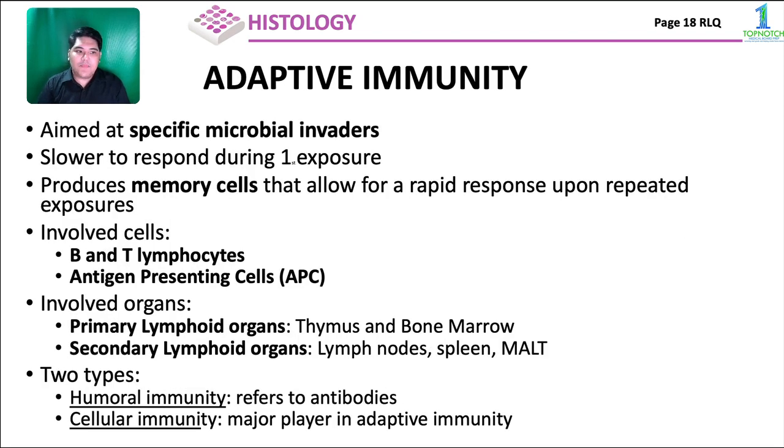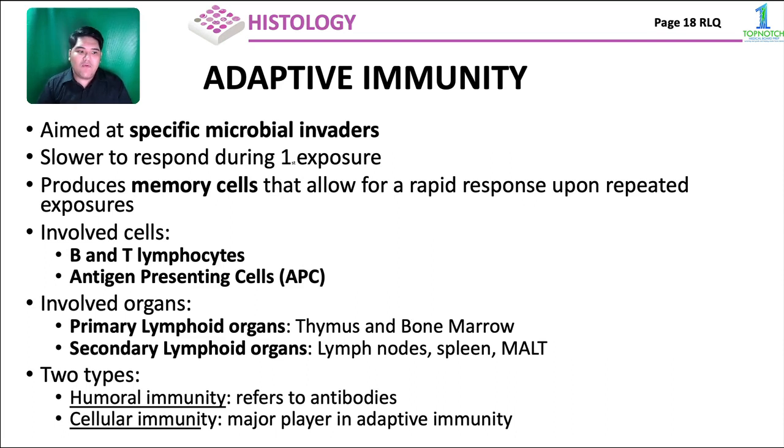Next naman is your adaptive immunity. Ito, specific na ito. More of yung mga microbial invaders nyo, they have specific responses. Since it is specific, it is slower, especially kapag first exposure pa lang. Your adaptive immunity produces your memory cells. Your memory cells now will produce a rapid response after the initial exposure. Usually, ang mga cells here is your B and T lymphocytes, your agranulocytes, and then you have your antigen-presenting cells.